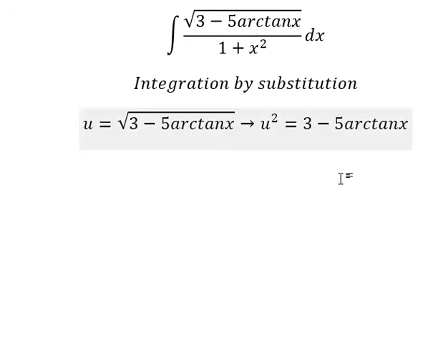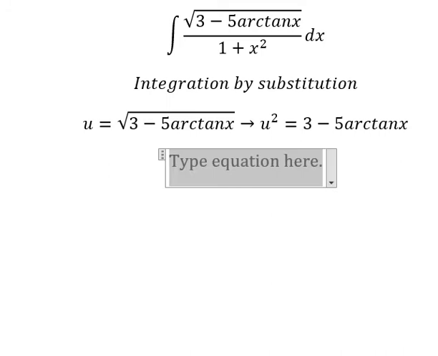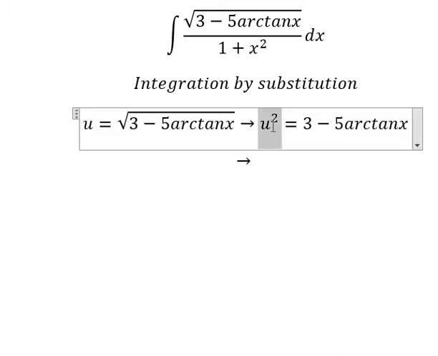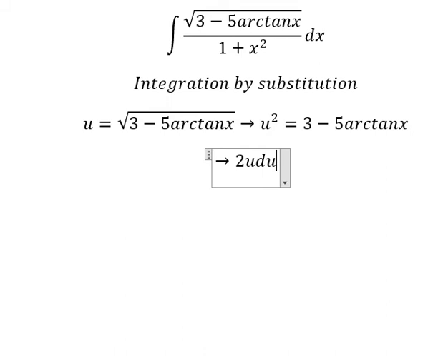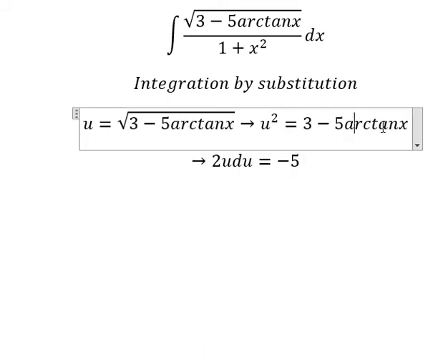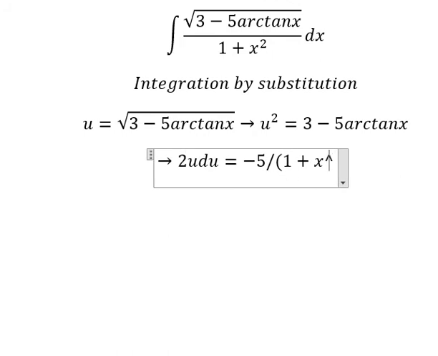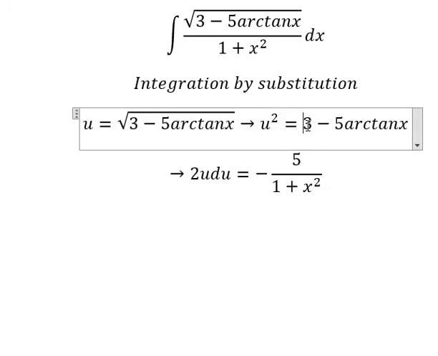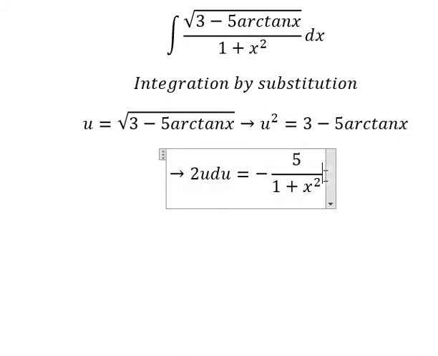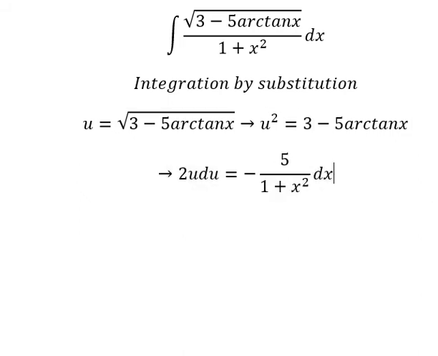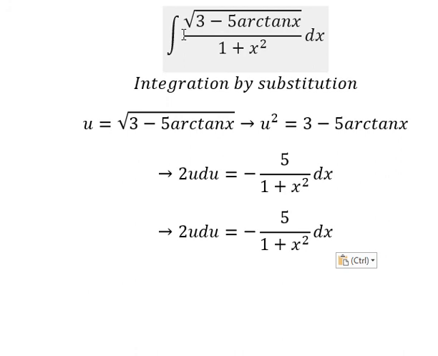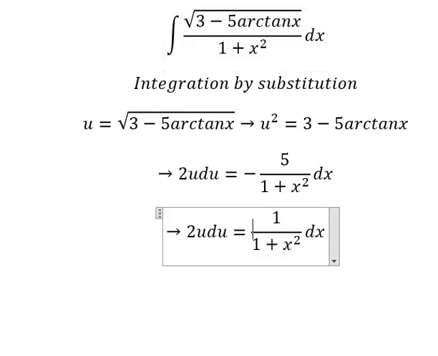Next, we need to first take the derivative of both sides. And this one, we have 2u du. This one, we have 1 over 1 plus s squared. This one is the constant, so you get 0. Because we don't have negative number 5 in here, we need to divide both sides by negative number 5.